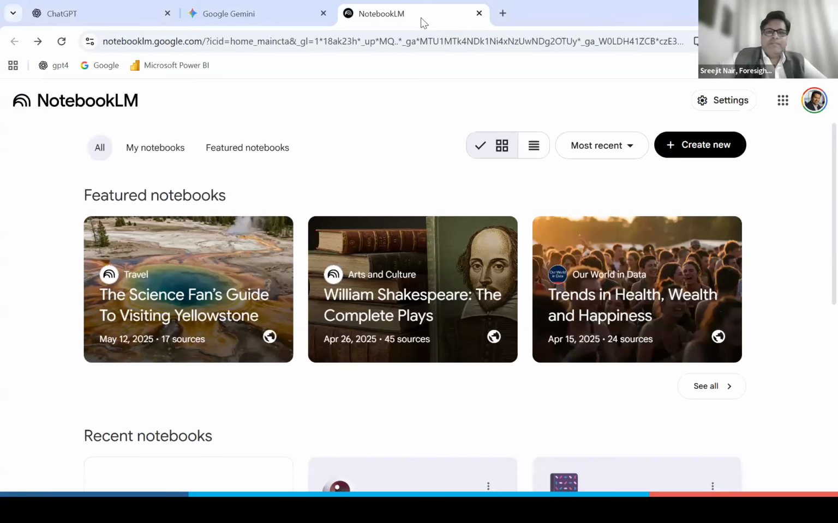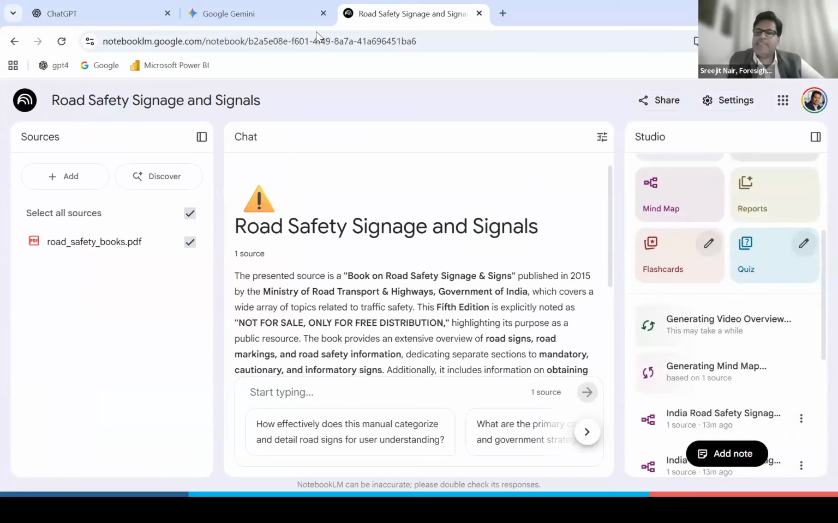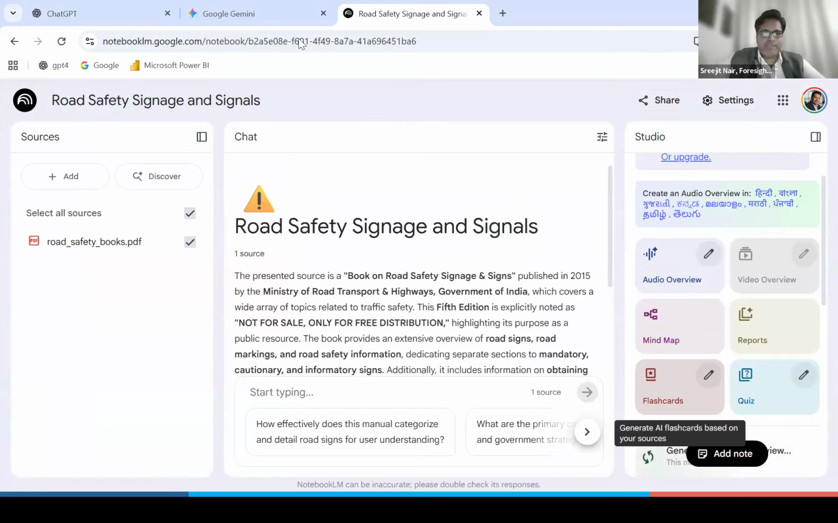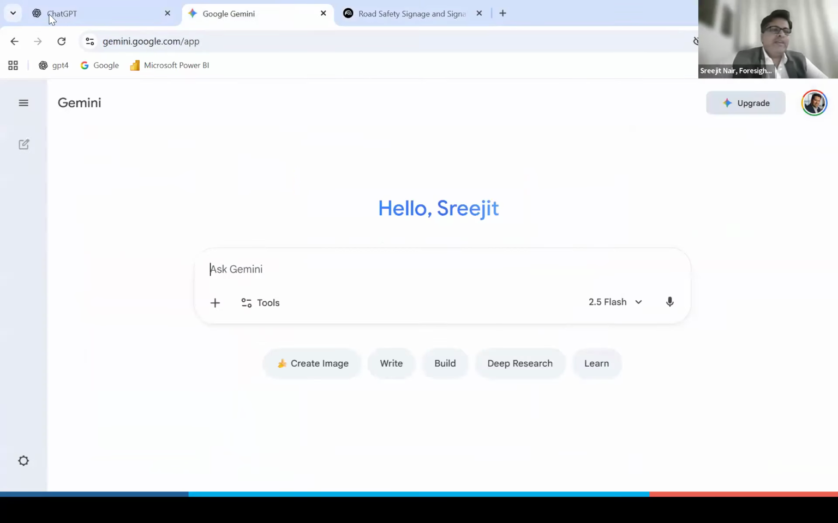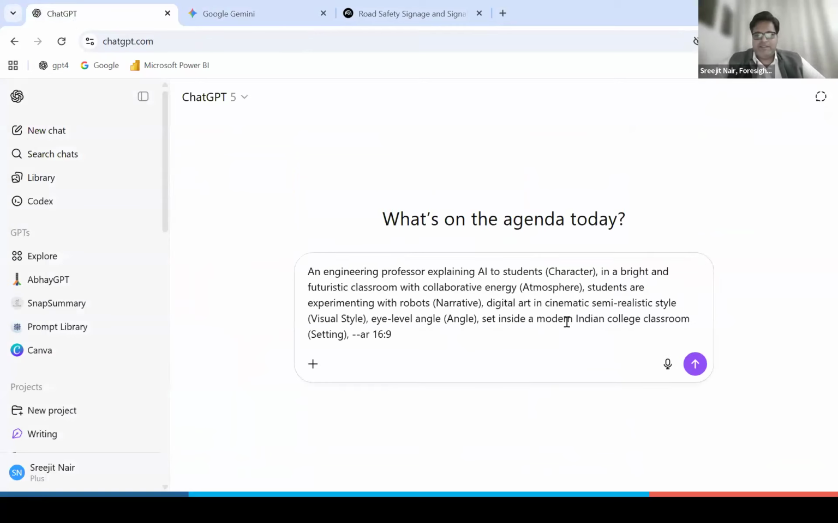It would be ready by now. Example, it will take a while. Meanwhile, I'll come back here, and the prompt that we have generated as an example, I'll share it here.